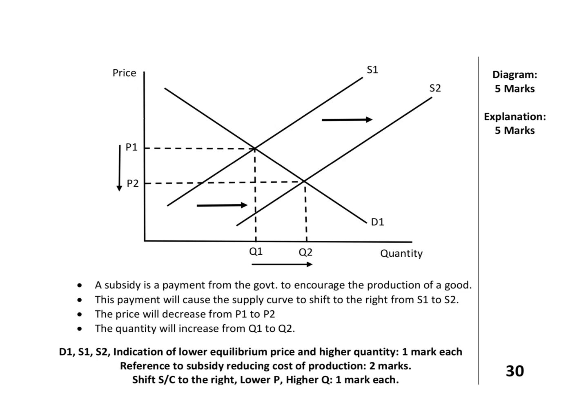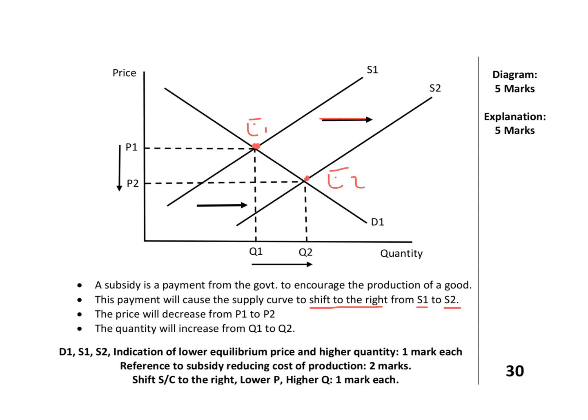The last one then is the subsidy. So the subsidy is a payment from the government to encourage the production of the good. So quick explanation of what it is. This payment will cause the supply curve to shift to the right from S1 to S2. Again, let's draw in our equilibrium positions, E1 and E2.